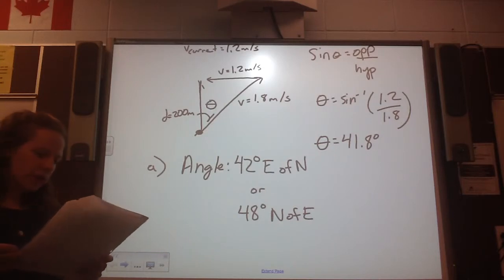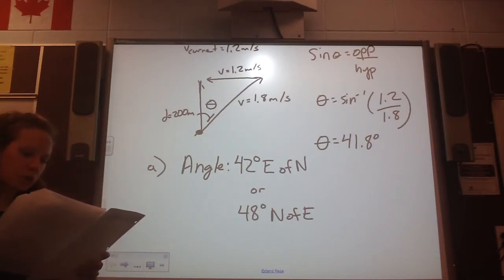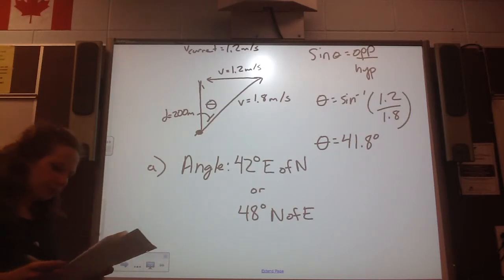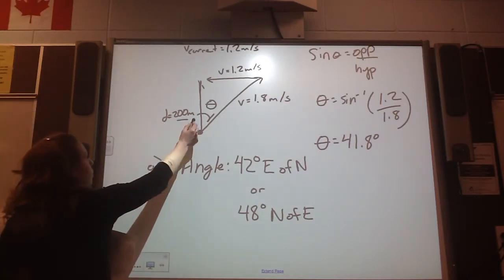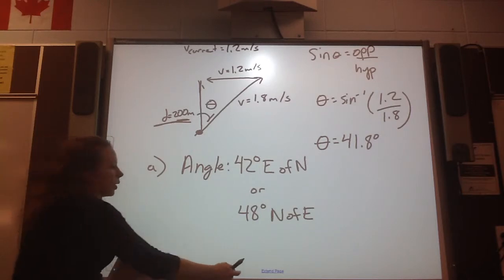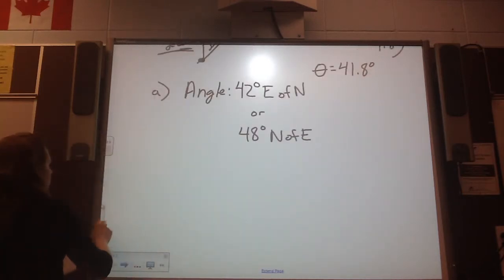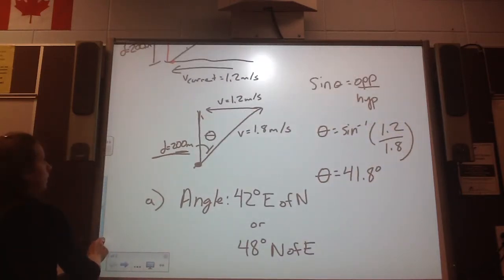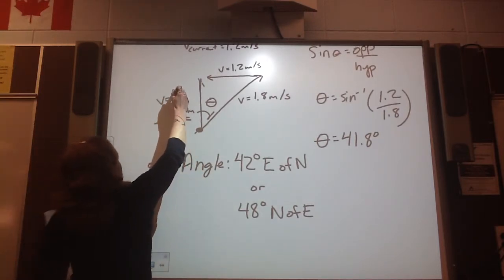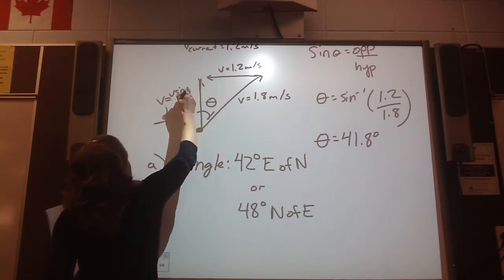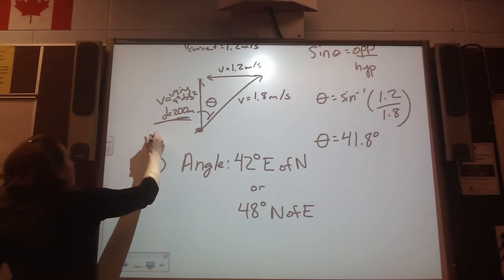Next, the time it takes her to cross if the river is 200 meters wide. Okay, so I need to know my V and my D to find my T. Well, this is the only side that I know my D at. So what can I do now? Figure out your V on that side. Yes. So I need to figure out my V here using Pythagorean's theorem, using a squared plus b squared equals c squared, and then you can find your T.